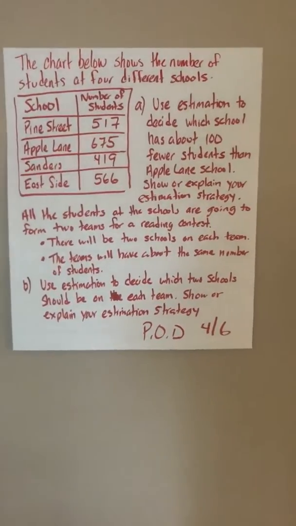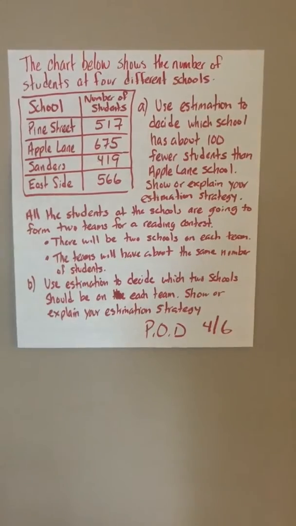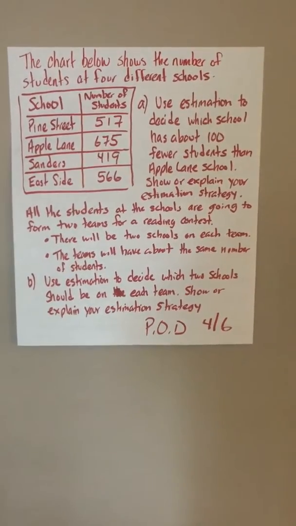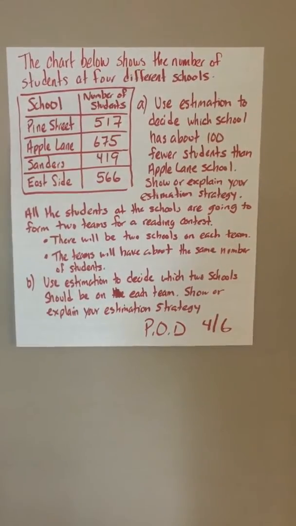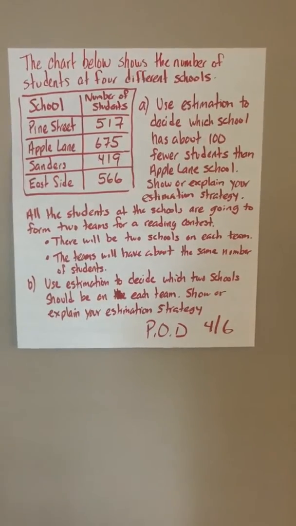So part A says use estimation to decide which school has about 100 fewer students than Apple Lane School. Show or explain your estimation strategy.